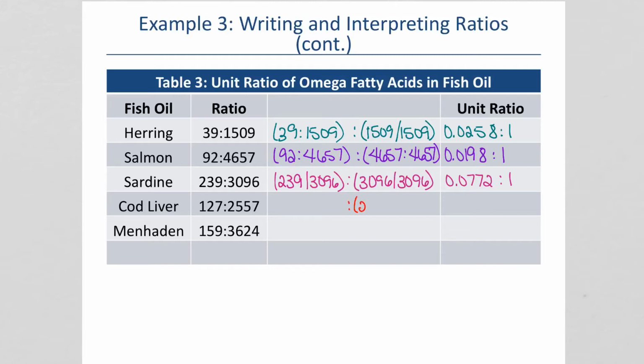Then for cod liver, we're looking at 2,557. We'll divide 127 by 2,557, and we get 0.0497 to 1. And then the last one, 3,624. So we'll divide 159 by that.